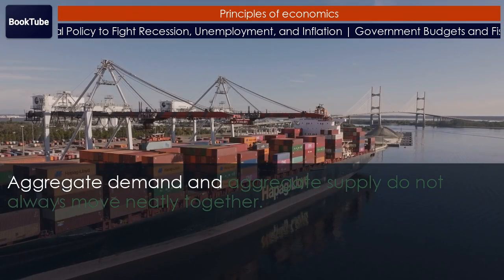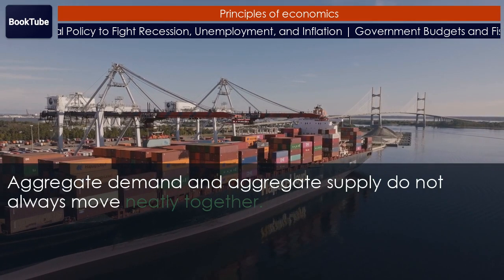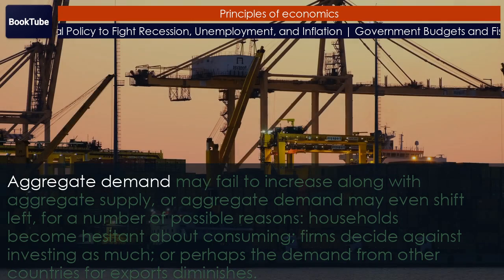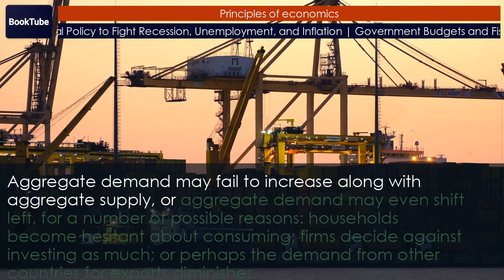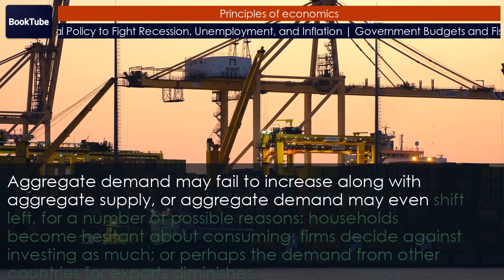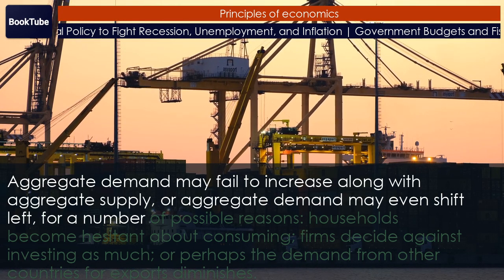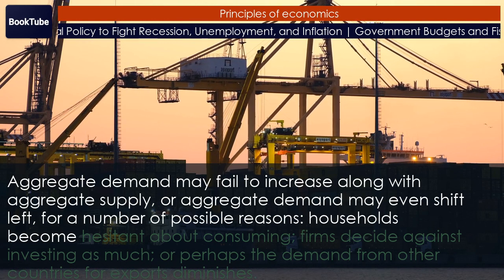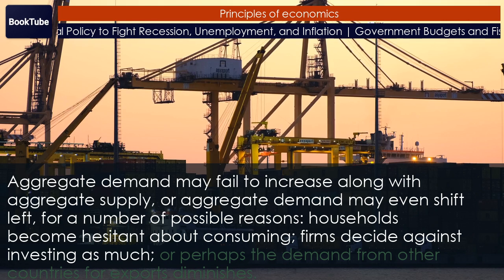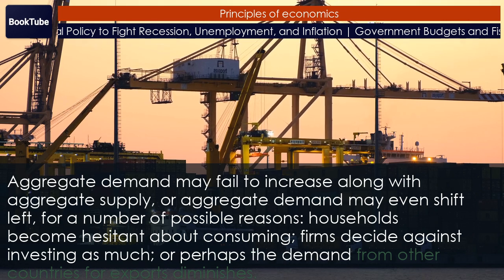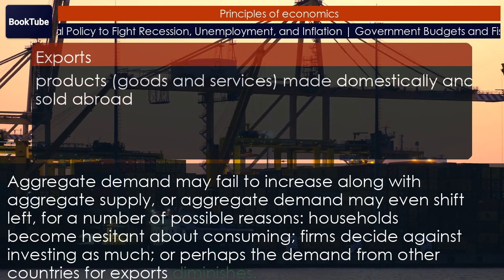Aggregate demand and aggregate supply do not always move neatly together. Aggregate demand may fail to increase along with aggregate supply, or aggregate demand may even shift left. For a number of possible reasons, households become hesitant about consuming. Firms decide against investing as much. Or perhaps the demand from other countries for exports diminishes.